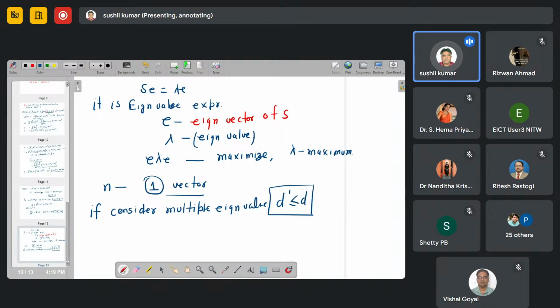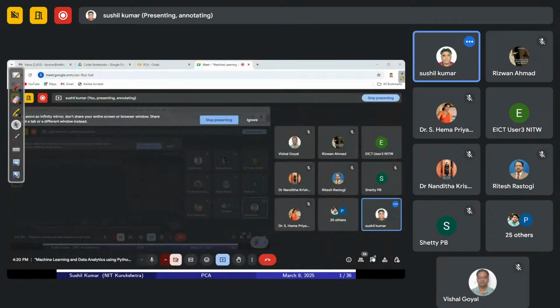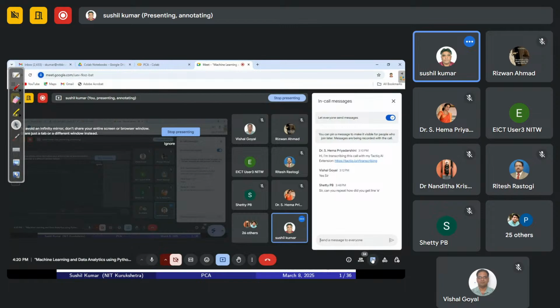If you have any doubt, you can ask me. Then we will take one example, and then we will do the Python programming for this PCA. Any doubt? Can you repeat how you got line E?